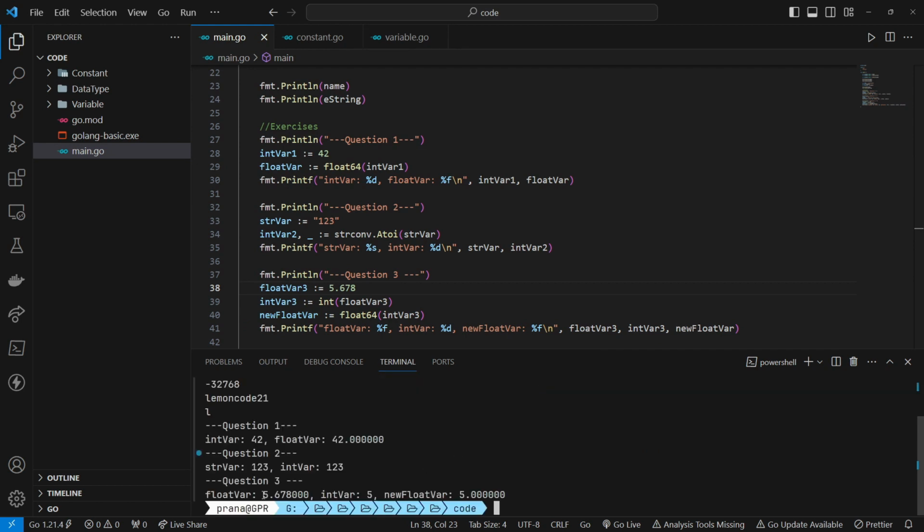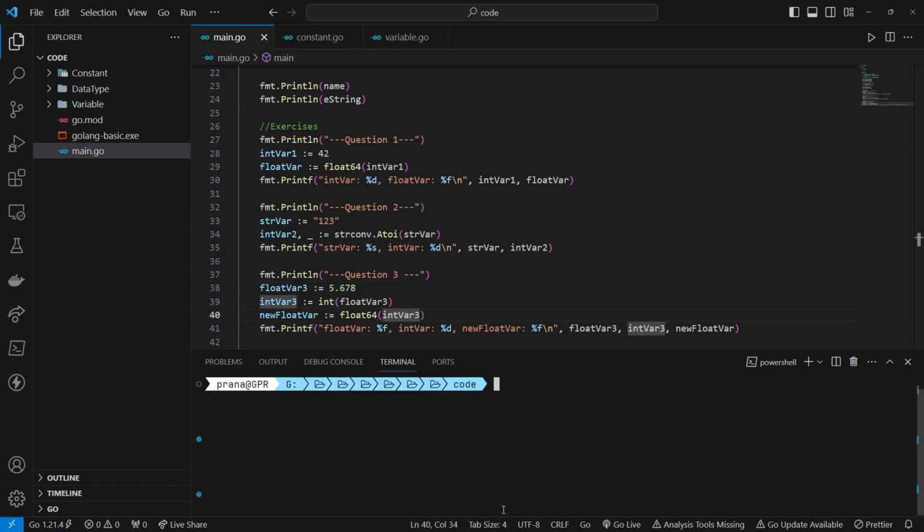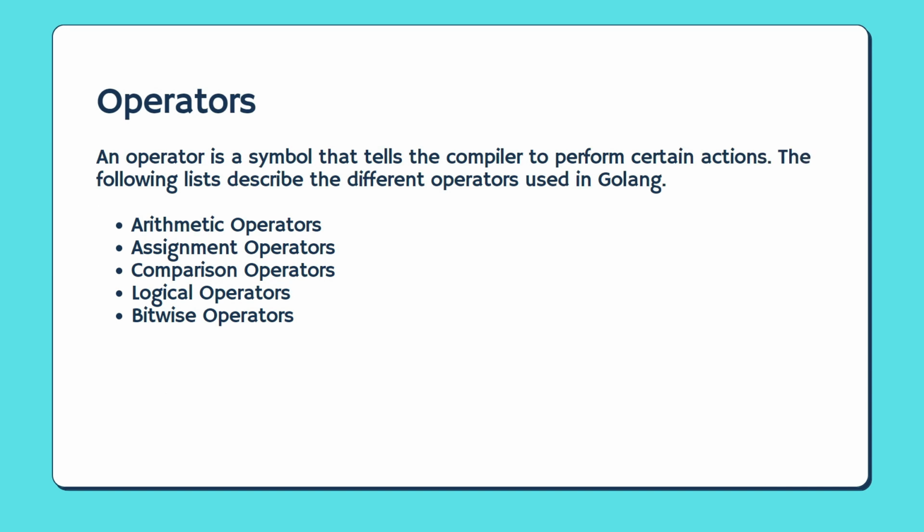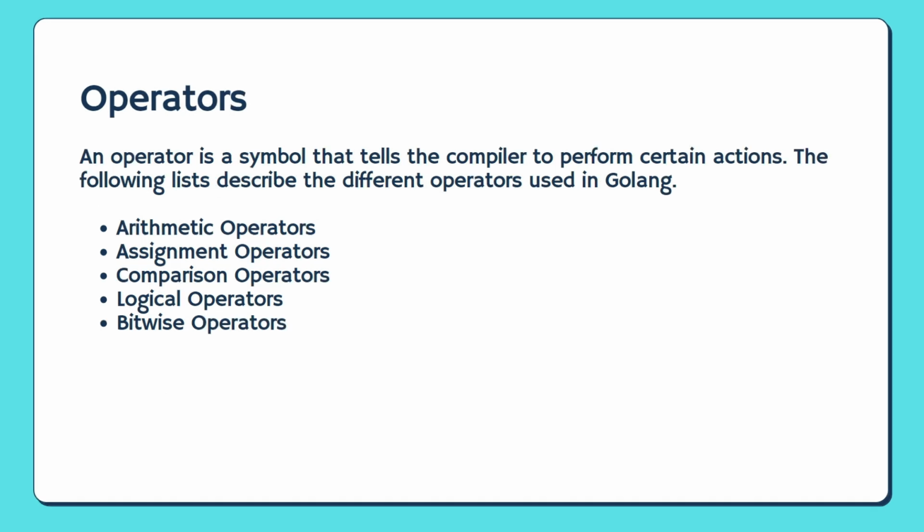The printed results demonstrated the data transformation in accordance with the specified data types. An operator is a symbol that tells the compiler to perform certain actions. The following lists describe the different operators used in Golang: arithmetic operators, assignment operators, comparison operators, logical operators, and bitwise operators.